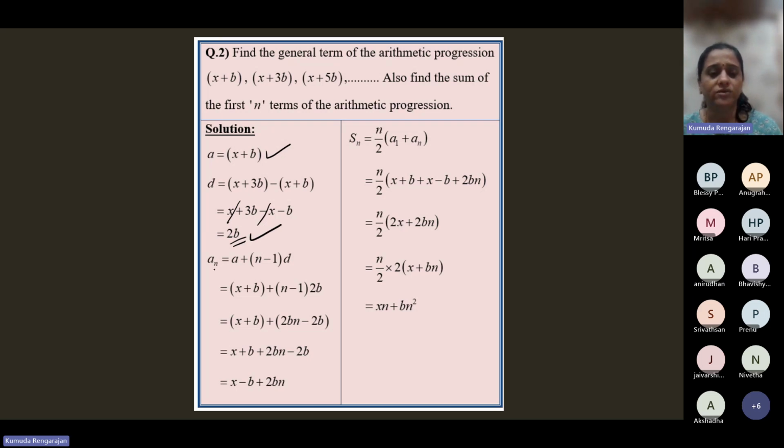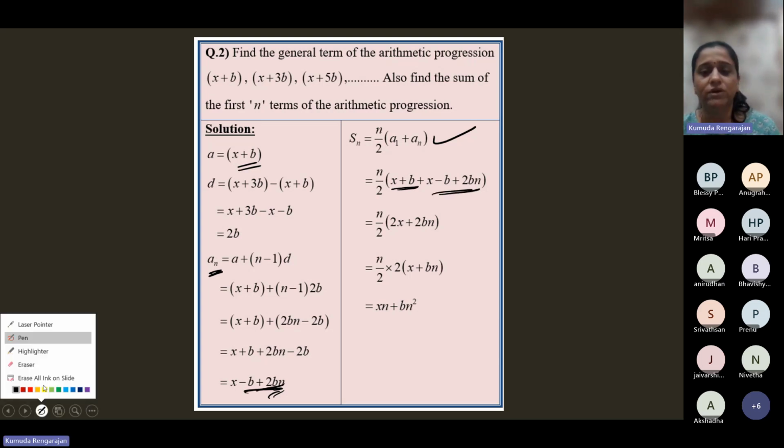Now, the nth term, a plus n minus 1 into d. A is x plus b, plus, n is n, minus 1 into d, which is 2b. So open the brackets, and this is what it is. And then Sn. Since we found an, you can use this formula, n by 2 of the first term plus the nth term. So Sn is n by 2 of the first term, this one, plus the nth term, this one.